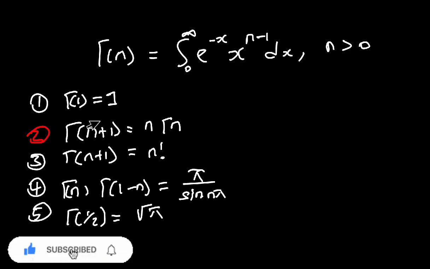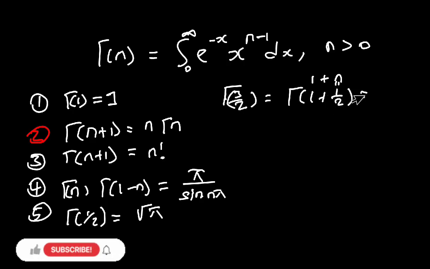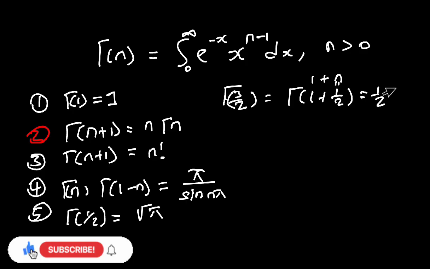So let's discuss each of these properties starting from number 2, since we already established that gamma 1 is equal to 1. Now starting from this property 2, assume you are asked to evaluate gamma 3 over 2. So how do we write this 3 over 2 to be in this form, n plus 1? So we know that gamma 3 over 2 is equal to, now 3 over 2 can be written as 1 plus 1 over 2. Alright, now in this case we have 1 plus n here, so n is equal to half. So this can be simplified as half gamma half.